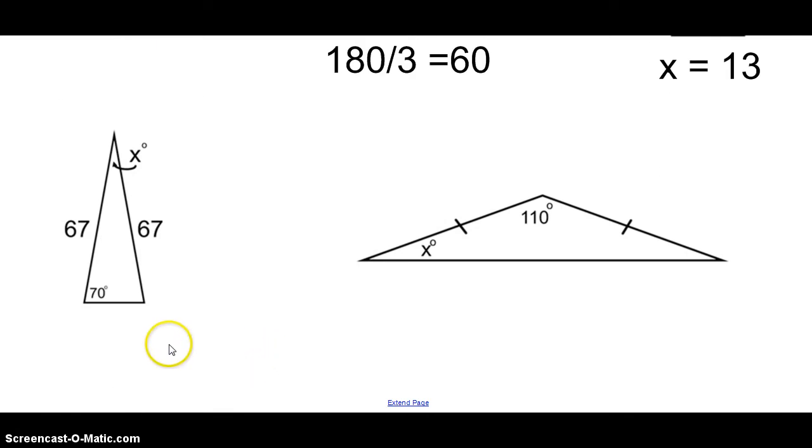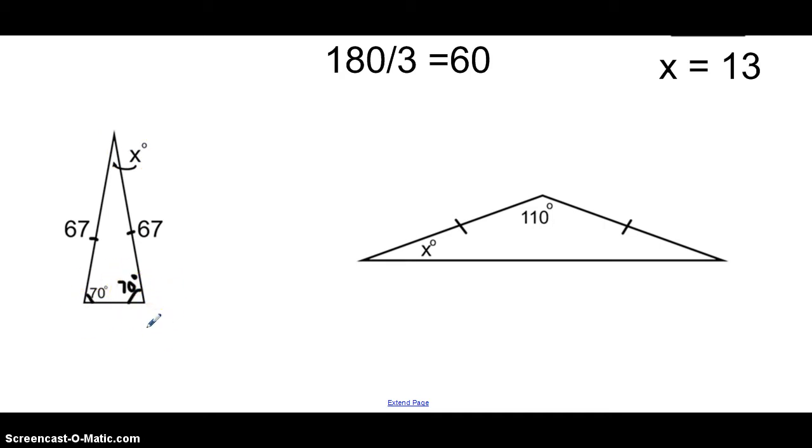Now we're looking at some angles in isosceles triangles. I want to first identify what the congruent things are. I've got two congruent sides, so I'll mark those, both 67. If I've got congruent sides, I know that these angles are going to be congruent. And so if this is 70, this angle is also 70. The important thing here is just to not go too quickly and assume that x is 70.